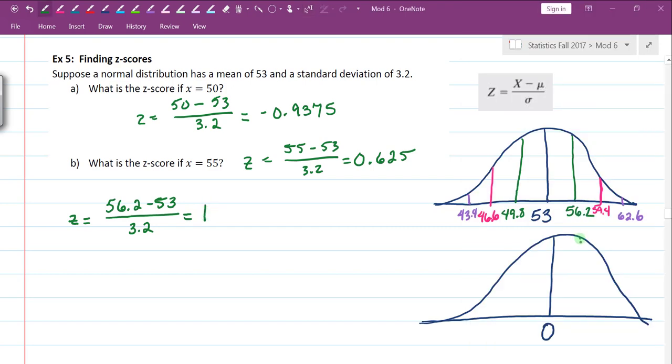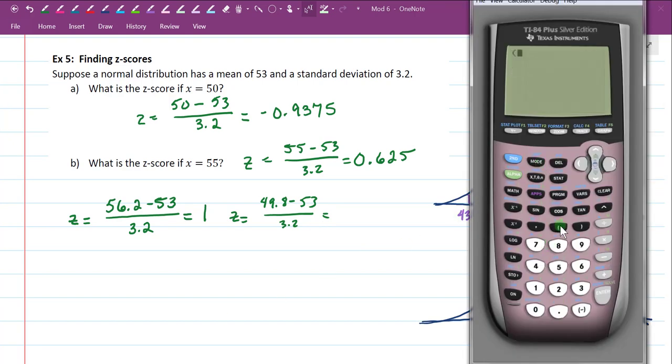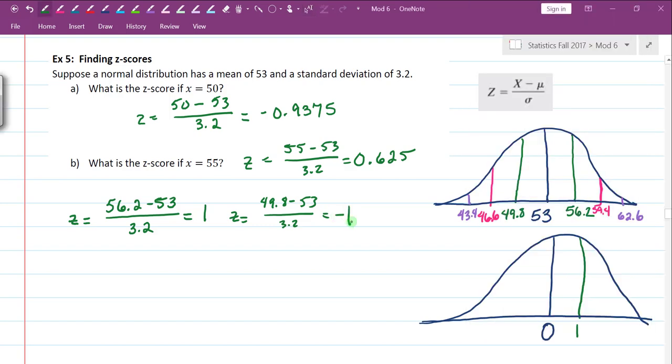So right here is 1 standard deviation when x equals 56.2. Let's do 49.8. So z is equal to what when we have x is equal to 49.8? 49.8 minus 53 divided by 3.2. Throw that in our calculator. Okay, so let's do our math. So it's going to be parentheses 49.8 minus 53 parentheses divided by 3.2, and that's equal to negative 1. So there we go, negative 1. So let's go ahead, and that's negative 1. Whoops, that's crooked as a dog's hind leg. There we go, negative 1.